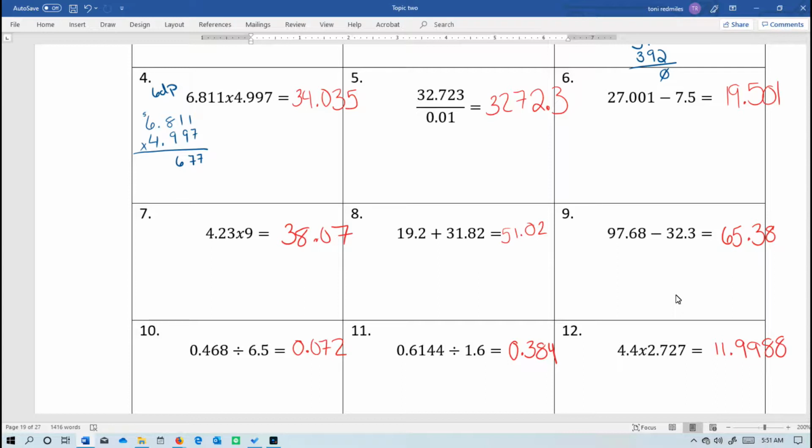7 times 6 is 42. 47 if I add on that 5. Get underneath the 9, so I can put a 0 in this one. 9 times 1 is 9. 9 times 1 is 9. 9 times 8 is 72. 9 times 6 is 54. Plus 7 more is 61.